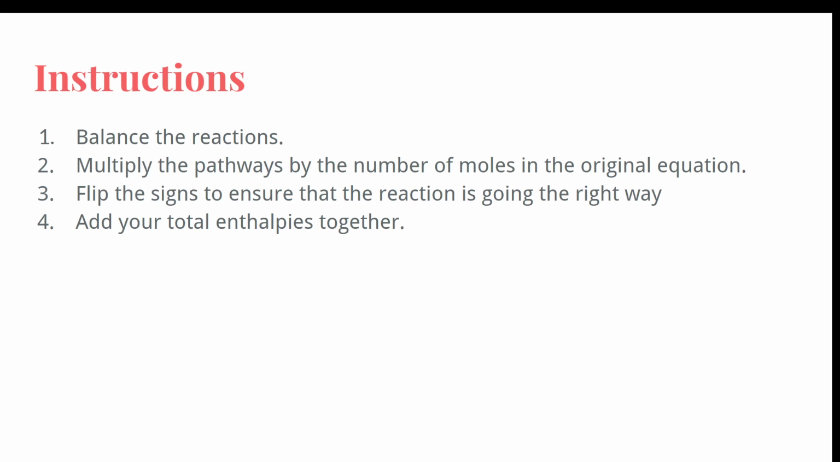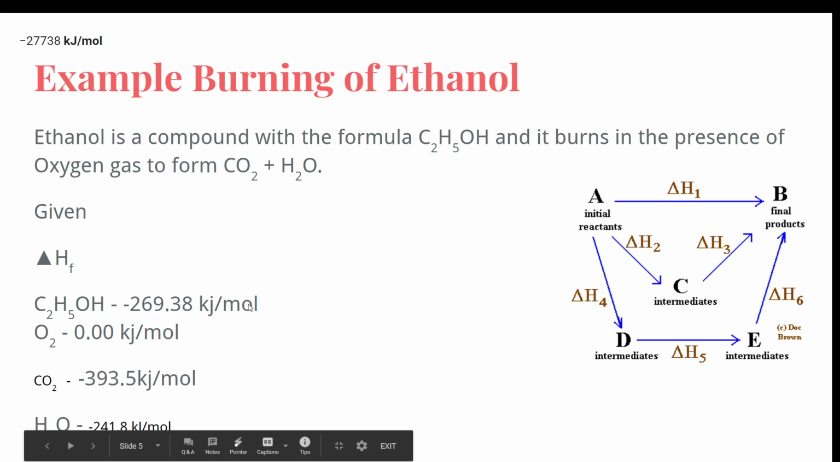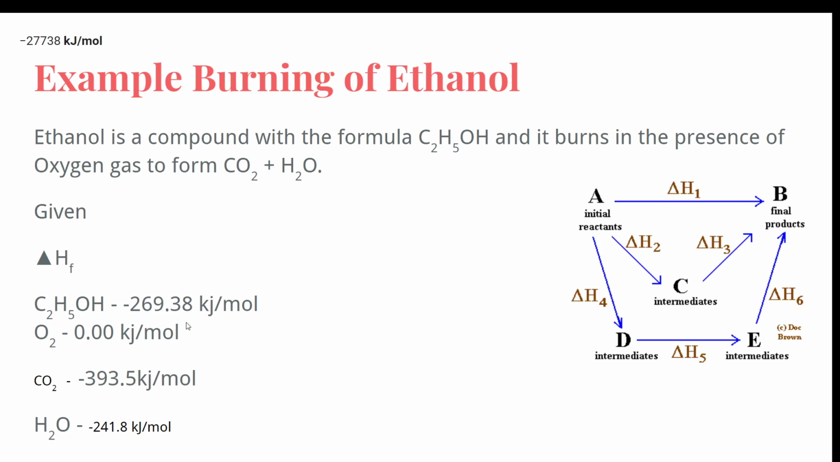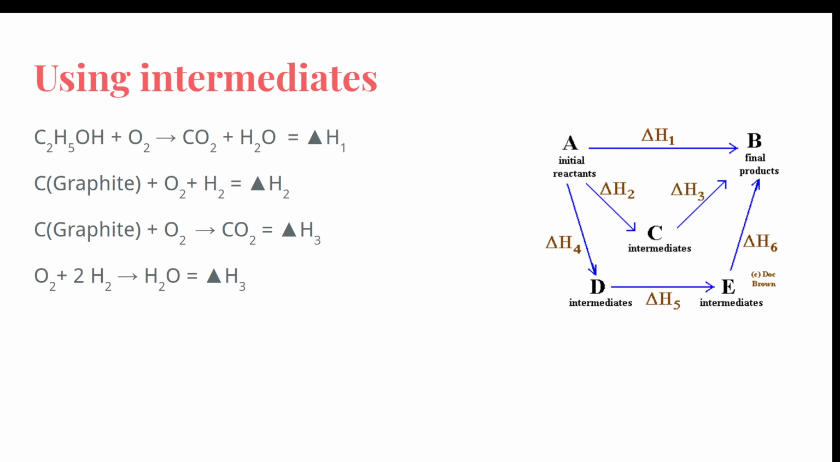The first thing that we're going to do is go ahead and balance our reactions. The reason that we need to balance them is because all of these enthalpies end up being in kilojoules per mole, which means that we want to make sure that we are using the right number of moles for each one. Then we're going to multiply the pathways by the number of moles in the original equation. We will flip the signs to ensure that the reaction is going the right way, and then we're going to add our enthalpies together. Okay, now let me show you what I mean by that here.